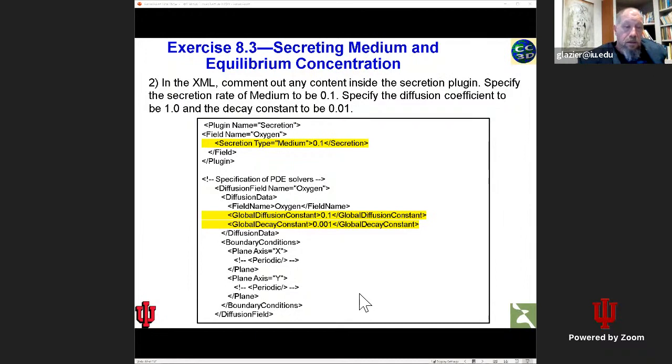Something to think about is that when I gave you the equilibrium concentration, you'll notice there was no diffusion constant in it. The equilibrium concentration depends only on the amount coming in, the amount going out. It doesn't depend on the diffusion constant.